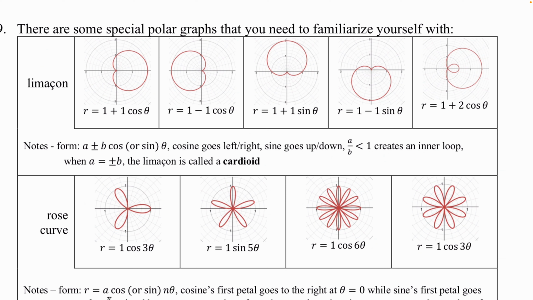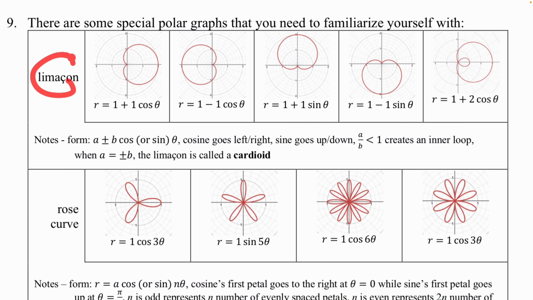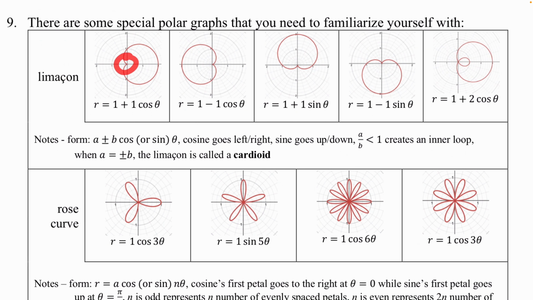So here we go. Reading at the top, there are some special polar graphs that you need to familiarize yourself with. We're going to start with the first, which is called a limacon. A limacon looks like a circle, but it has a little dip here. Some people call it a heart graph.